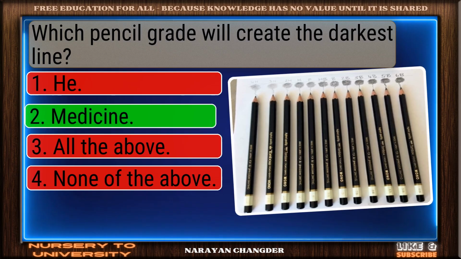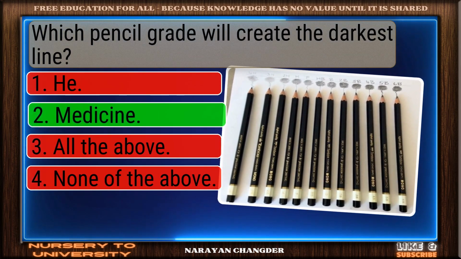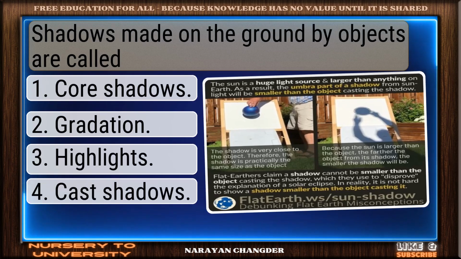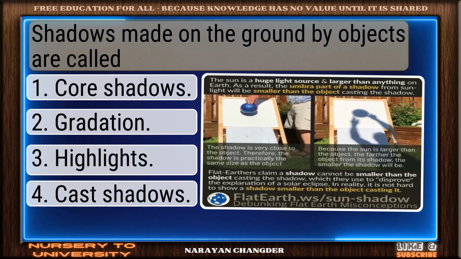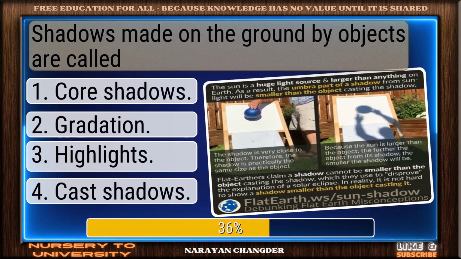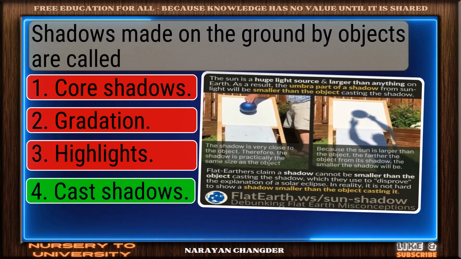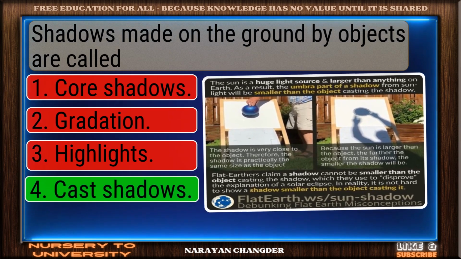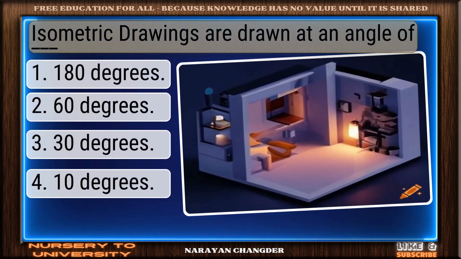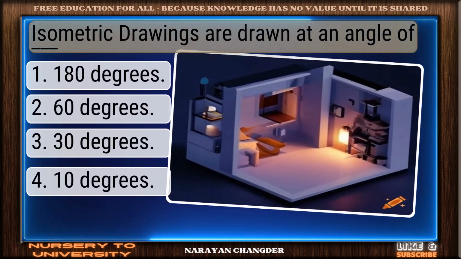Clear logic. Your choice is sound and 100% true. Shadows made on the ground by objects are called. Good job. Your answer, cast shadows, works well here. Isometric drawings are drawn at an angle of dash.